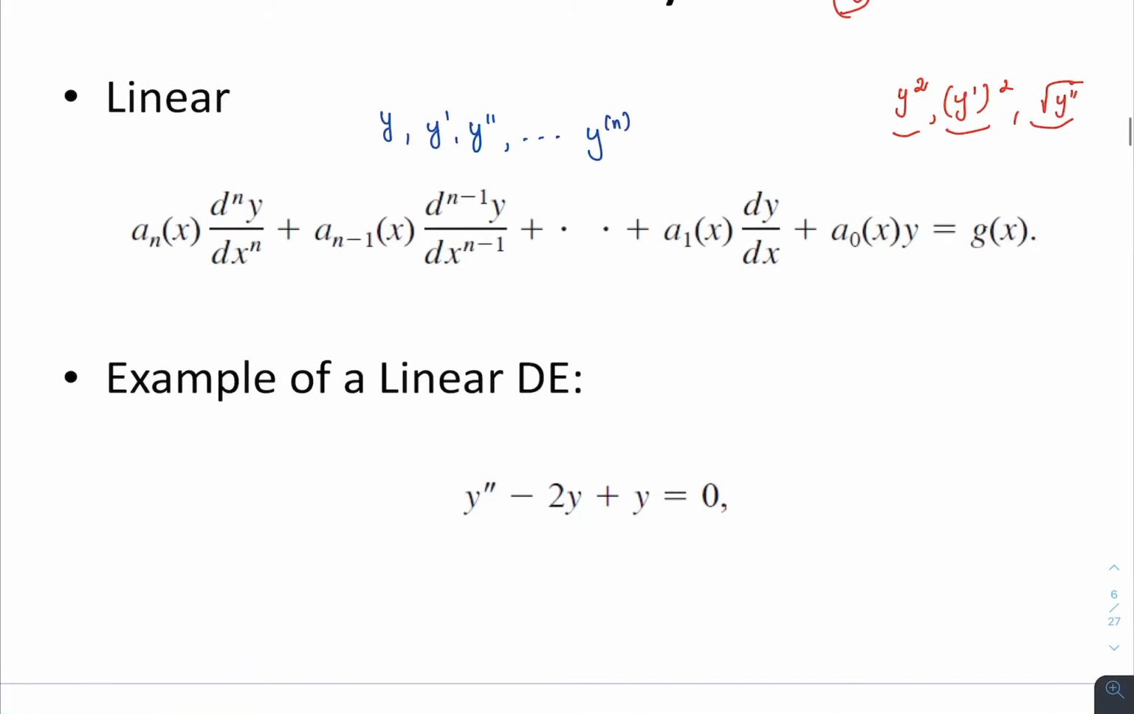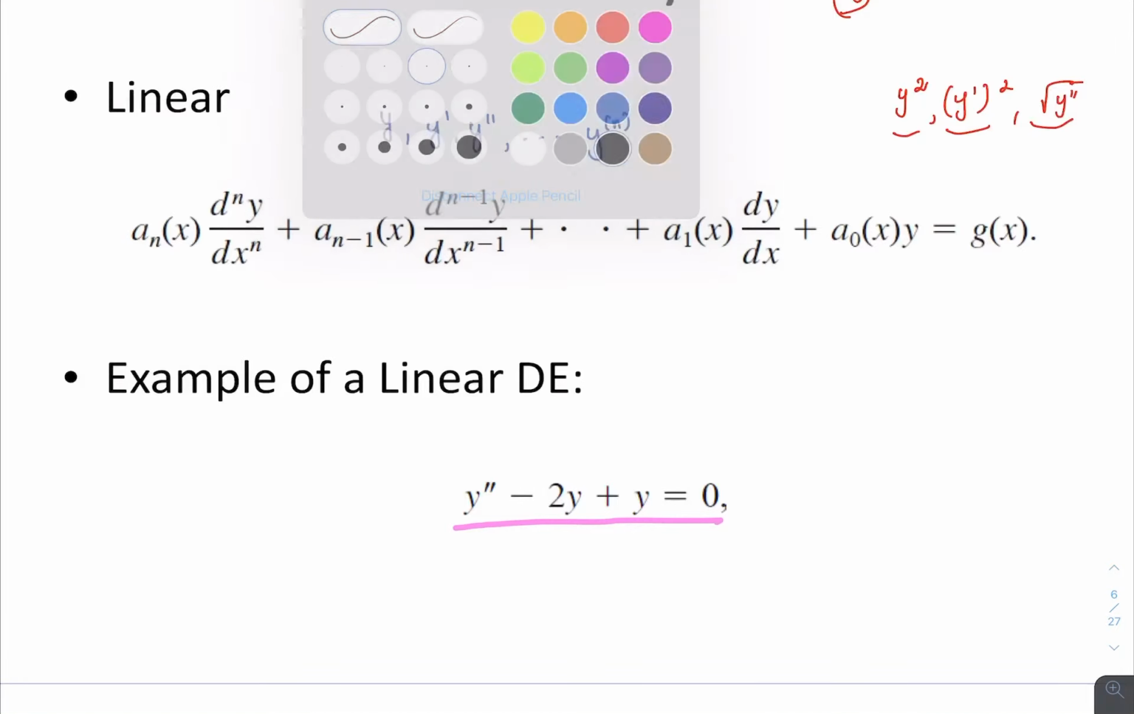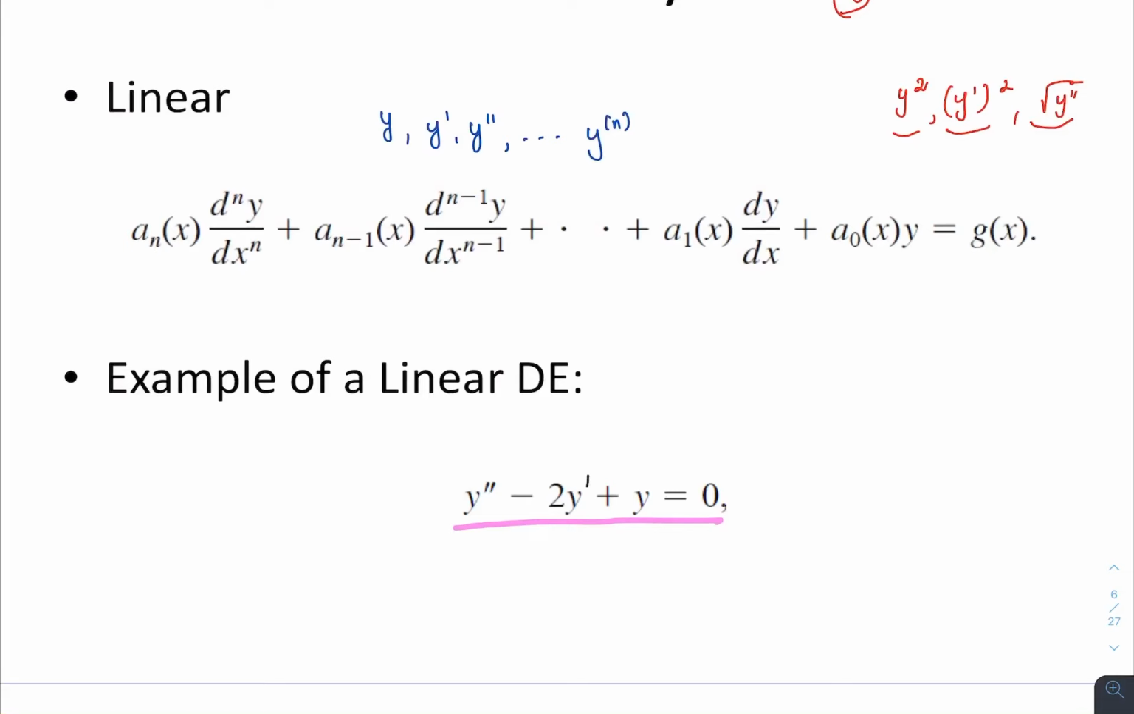Here's an example. If you take a look at this one, y double prime minus 2y prime plus y is equal to 0. Although I didn't mean it to be written that way at first, I meant y double prime minus 2y prime plus y equals 0. That's perfectly linear. The coefficient here is 1 and y double prime is by itself. The coefficient here is negative 2, and y prime is by itself. It's linear, and then y is also linear. Therefore, this will be a linear differential equation.